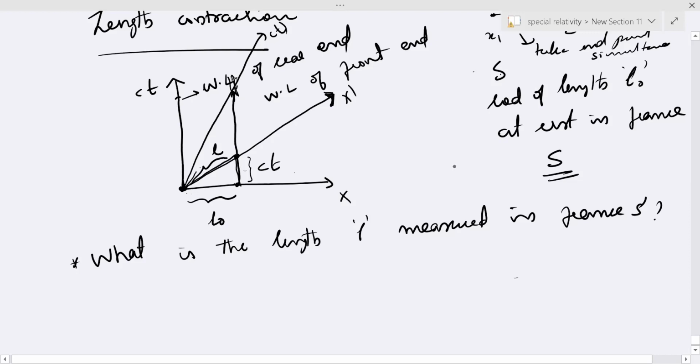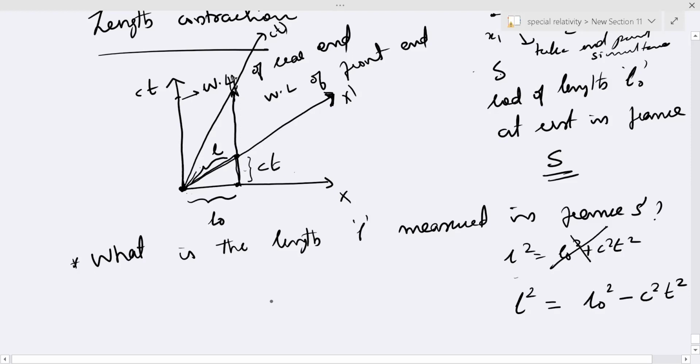If it was Euclidean geometry, we could say that L square is equal to L0 square plus C square T square. Am I right? But we know that we don't have Euclidean geometry, so we will have to use the Minkowski generalization of this. We have to say that L square is equal to L0 square minus C square T square. This minus sign defines the geometry. Is this clear?